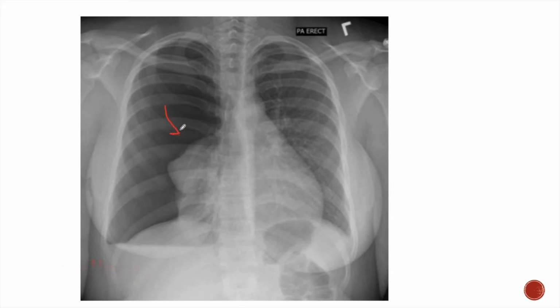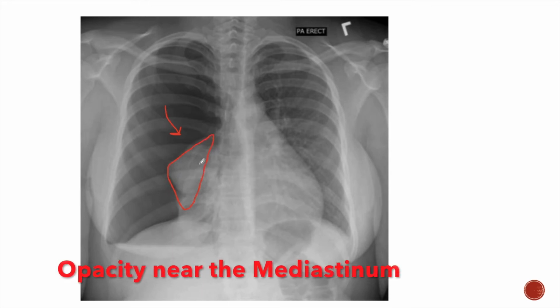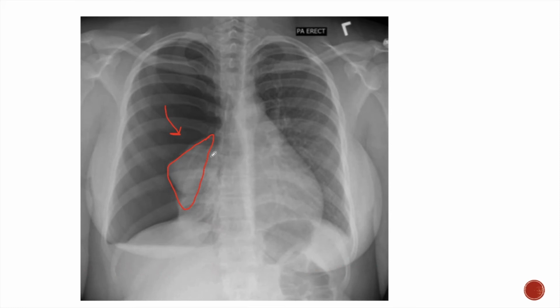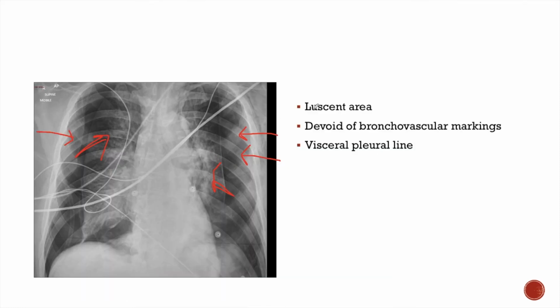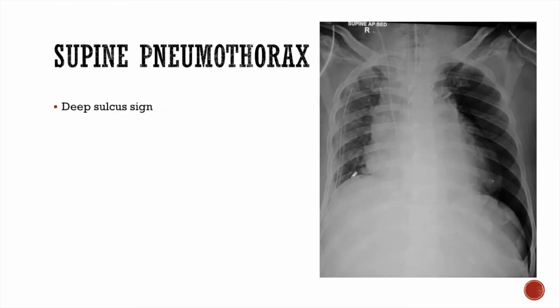So here you can see that air in the right pleural cavity has pushed the lungs medially, and the whole of the right lung appears as an opacity near the mediastinum. Collapsed lung will appear opaque. So the three main features of pneumothorax are presence of lucent area in the chest which is devoid of bronchovascular markings, presence of visceral pleural line, and in most cases we can also see that there is collapse of the lungs. What about the supine patient?